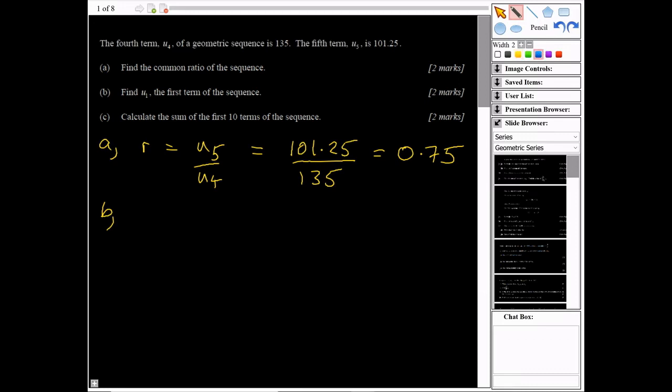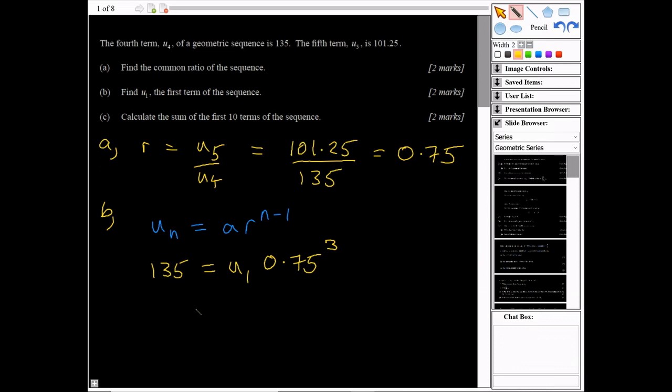So we can do this by using that Un is equal to A R to the n minus 1. So we know, for example, we can use either the fourth term or the fifth term for this. So let's use the fourth term. So U4, which is 135, is equal to A, or I'm going to write U1 in this case, because it's written as U1 for the first term, and then R, 0.75 to the power of n minus 1. So since this was the fourth term, this would be to the power of 3.